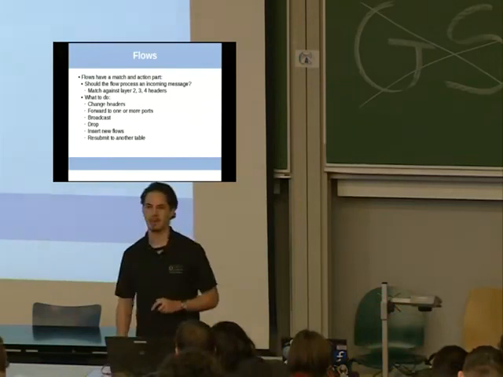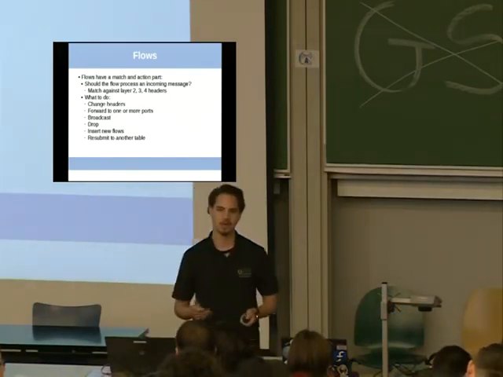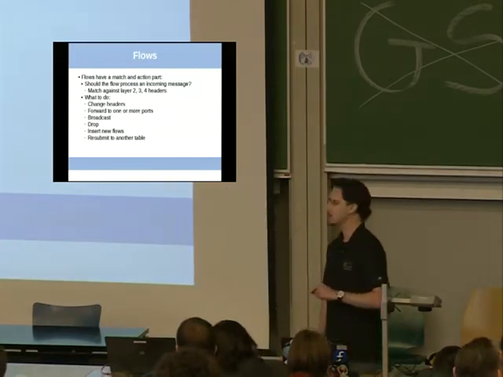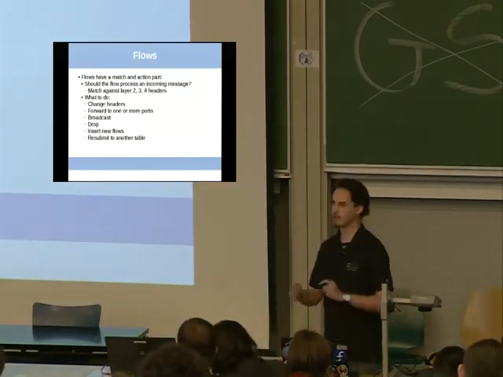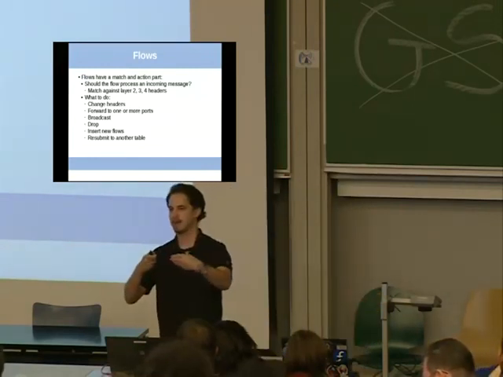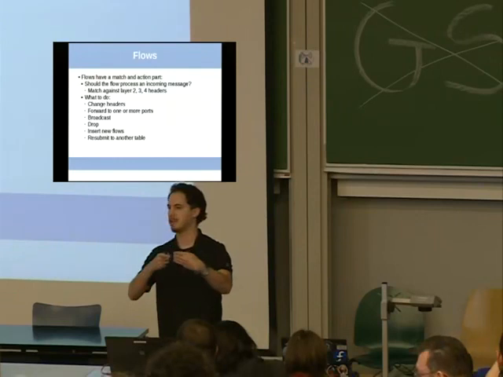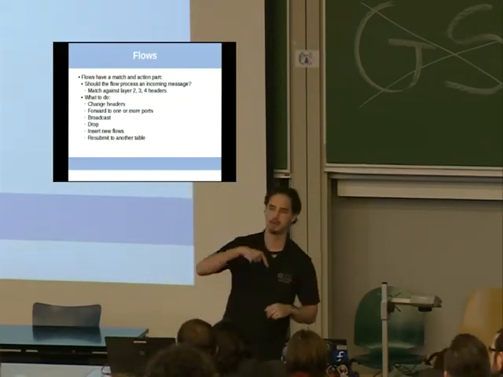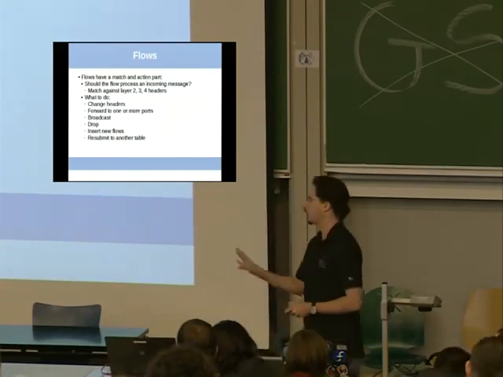I can drop, right? I can filter messages. So I could basically implement a firewall. I can learn new flows on the fly, right? I introduce a flow that matches packets, and according to those packets, it can actually generate new flows and write those new flows back into the table. And we'll talk about that in a minute.